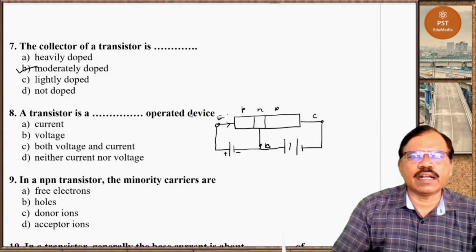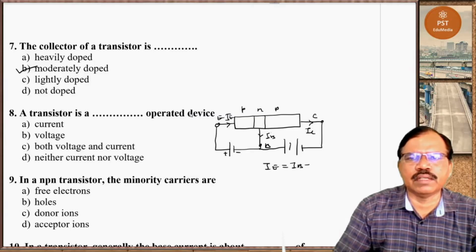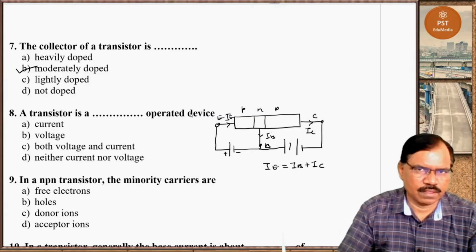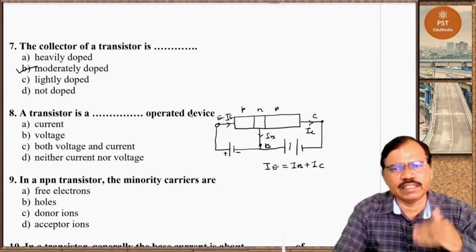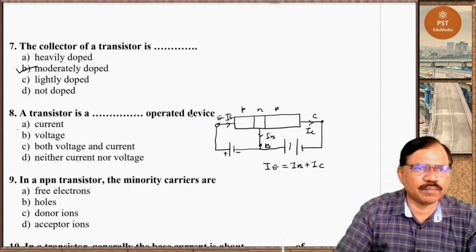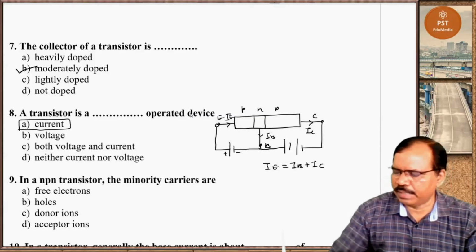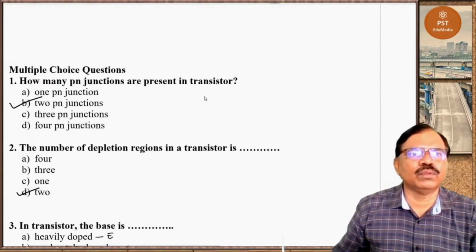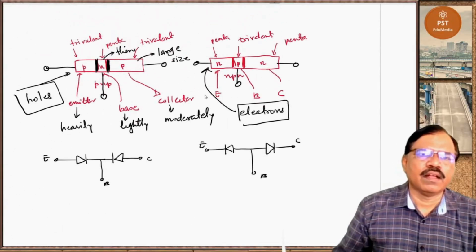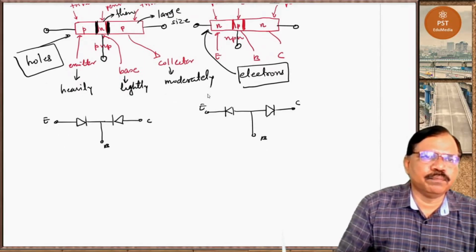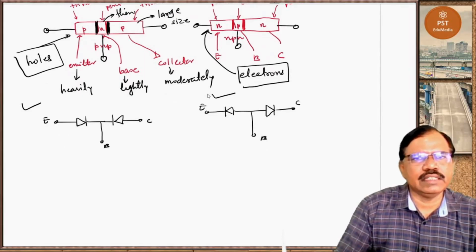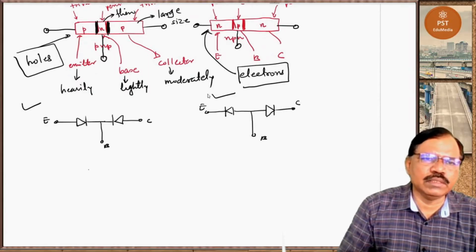And here we get IE, IB, and here IC, and we have IE is equal to IB plus IC. So when we see operating of the transistor, we consider currents. So it is a current operated device. Now if we go to here, this is PNP transistor, this is NPN transistor. We use symbols. This is the symbol for a transistor.